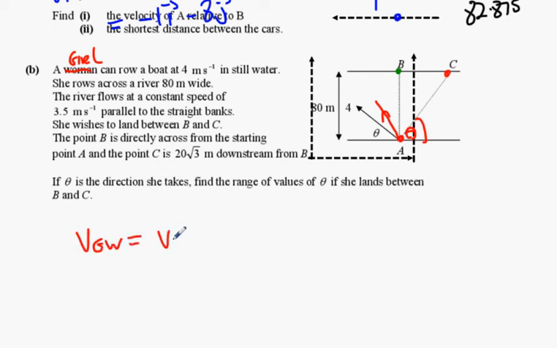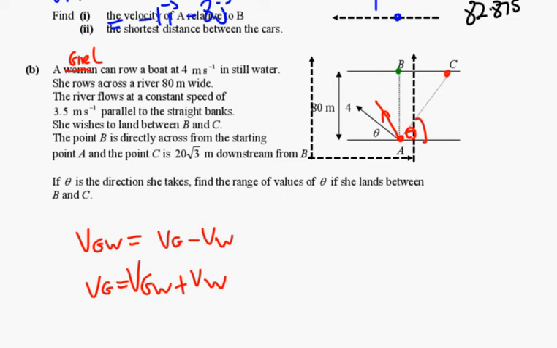Is the velocity of the girl minus the velocity of the water. The actual velocity of the girl is the velocity of the girl in water plus the velocity of the water. I.e., if you can swim at 5 meters per second and the water is going 3 meters per second, you're going 8 meters per second. That's why they're getting added together.